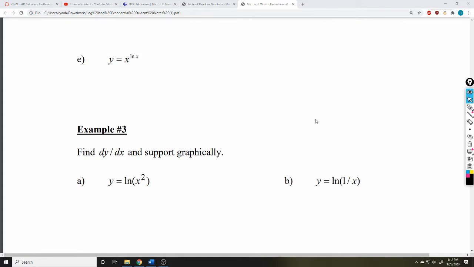So y equals x to the natural log of x. Once again, I can't do this our typical way. So the first thing we're going to do is take the natural log of both sides. Natural log of x to the natural log of x. And then I can say natural log of y equals this natural log of x can come out in front.